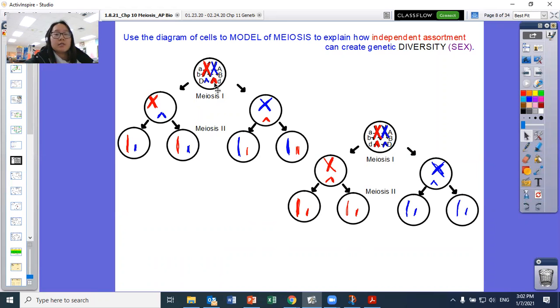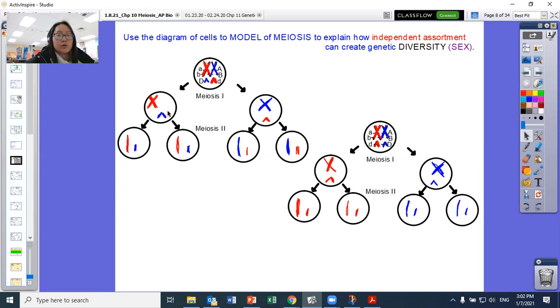Now, in Meiosis One, you're going to have these homologous pairs line up in the middle, like here in the metaphase plate, but they're going to line up as pairs. And so the pairs get separated. On the left, we have the big red chromosome and the small blue one, and they get pulled to the left. And on the right, we have the big blue chromosome and the small red chromosome, and they get pulled to the right.